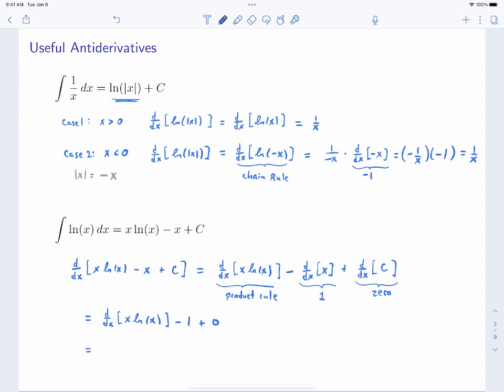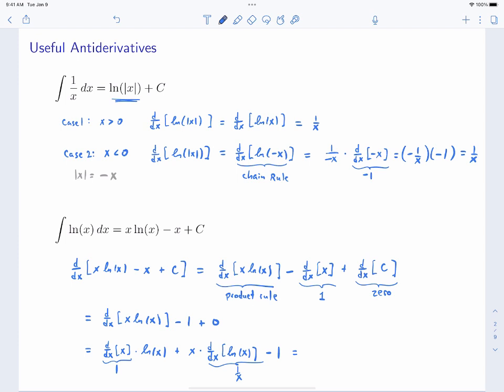All right, well, let's use the product rule on the first term. So it's the derivative of x times ln of x, so it's going to be the derivative with respect to x of the first term times the second plus the first, which is x, times the derivative of the second. So it's going to be the derivative of ln of x, and then minus 1. Well, the derivative of x, that's going to be 1. And the derivative of ln of x, that's 1 over x.